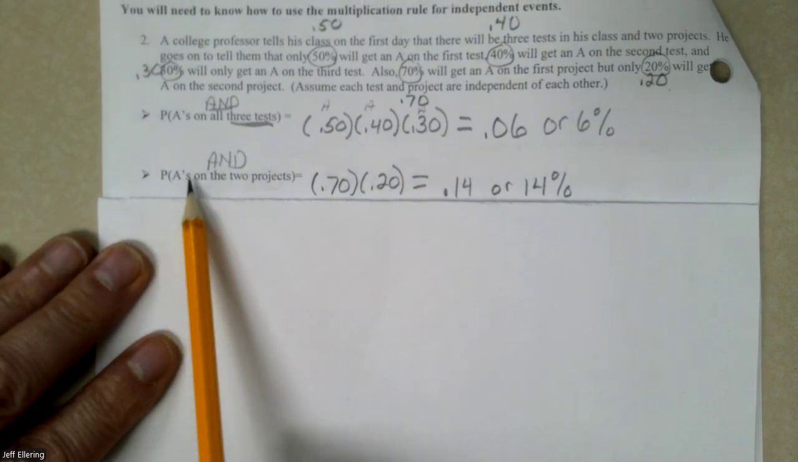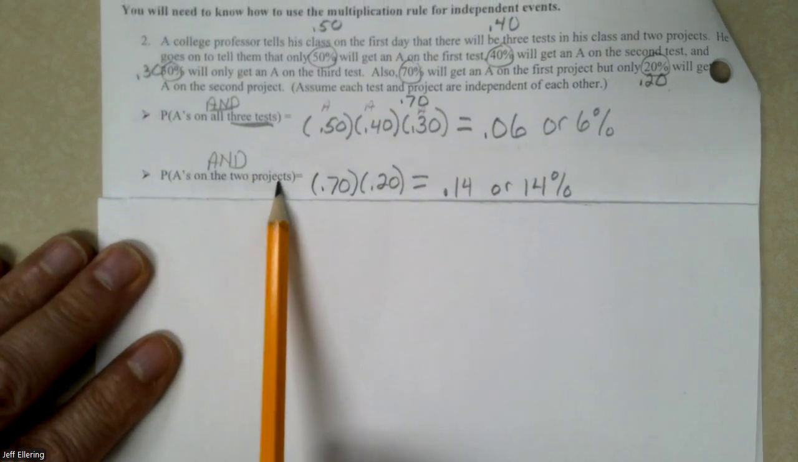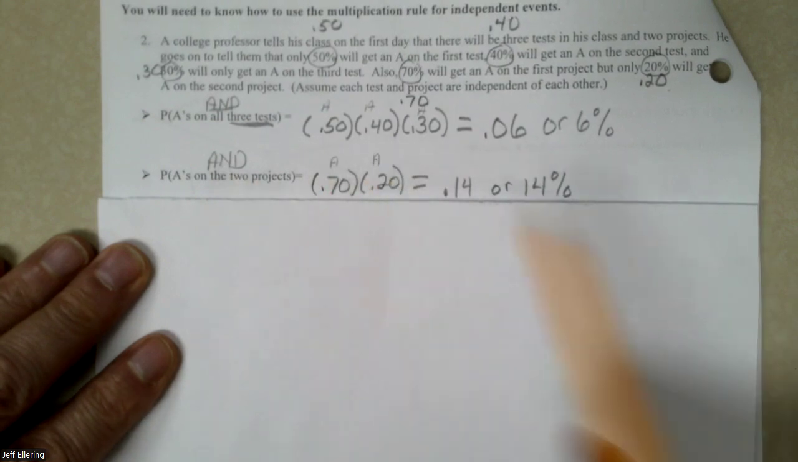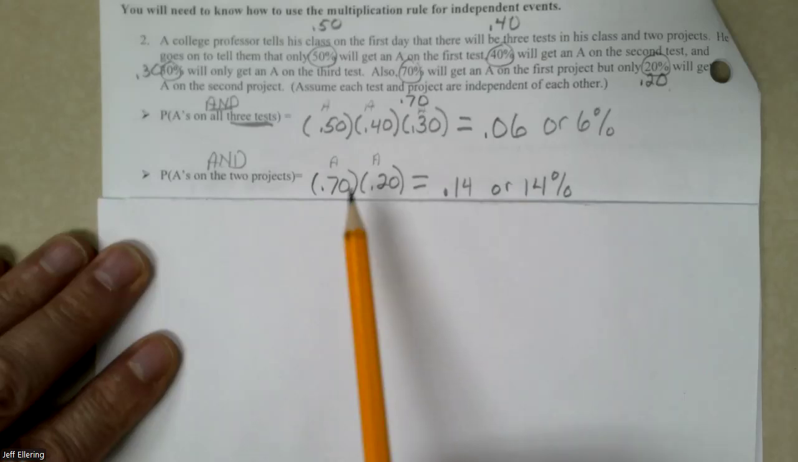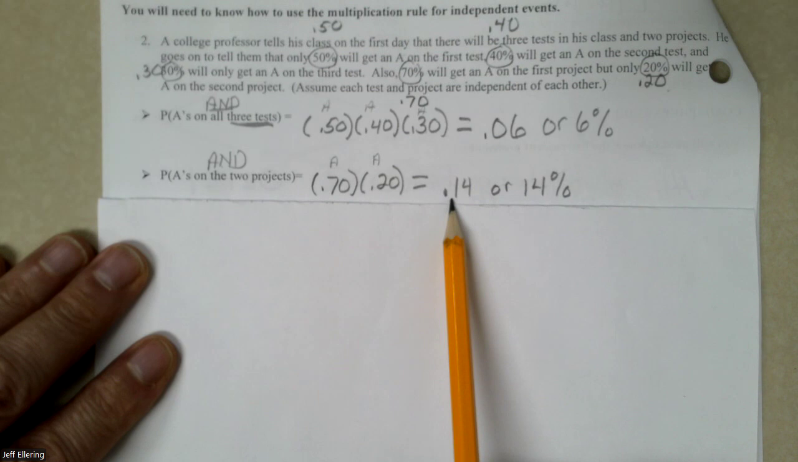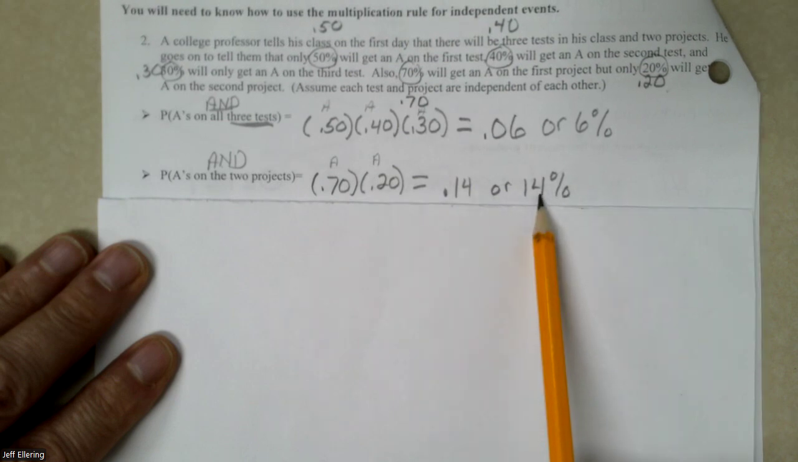What's the probability you will get an A on the 2 projects? So you'll get an A on the first one and on the second one. So 0.7 times the 0.2, you get that. And that's only 14%.